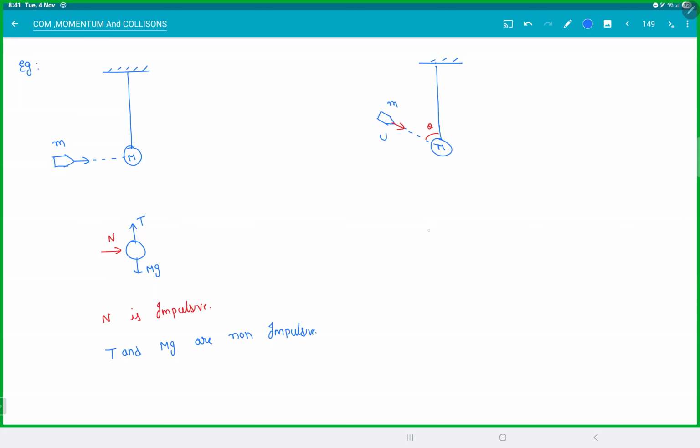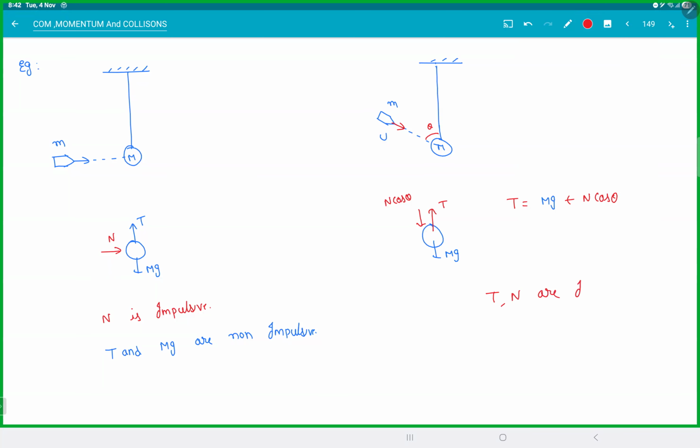But in this scenario, we have tension. This becomes N cos theta, right? So whatever is then acting here, and this is mg. So tension becomes mg plus N cos theta. So tension also becomes impulsive. So that means when the string suddenly becomes tight, it feels like a jerk. Yeah, both. Right, Aditi. So T and N are impulsive.